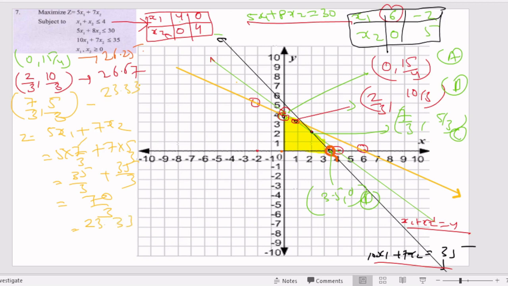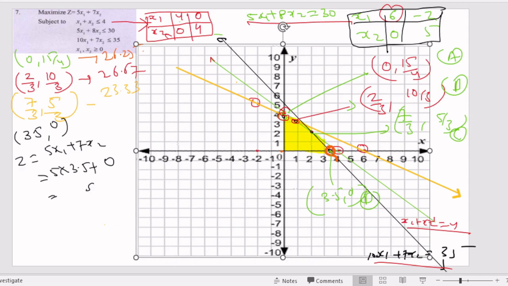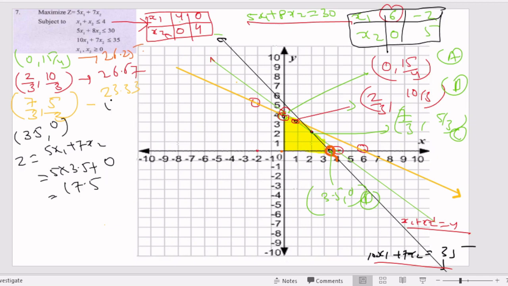Let's see what is the solution at the fourth point. So the fourth point is 3.5 comma 0. Let's substitute 3.5 in x1 and 0 in x2. So it will be 0 and 5 into 3.5, 17.5. So I'll write 17.5. You found all four solutions. Out of that, this one is the maximum, right? 26.67, and this will be your answer.